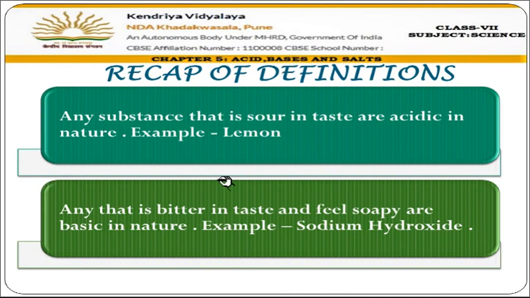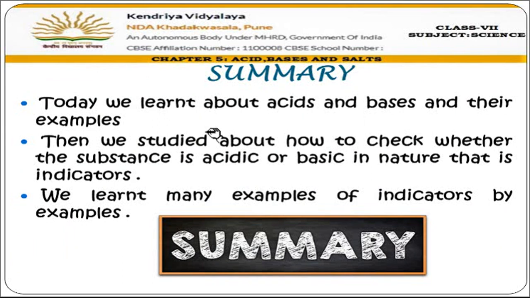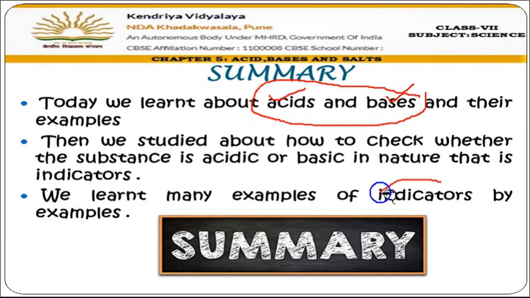Okay, now see some of the definitions. Substances that are sour in taste are called acids. Substances that are bitter in taste and feel soapy are called bases. Examples we have already studied. Fine. Then let us summarize what we have done today. We have seen what acids and bases are, which are sour in taste and which are bitter in taste. Then we have studied some of the acids, some of the bases, and then indicators, natural as well as artificial indicators.